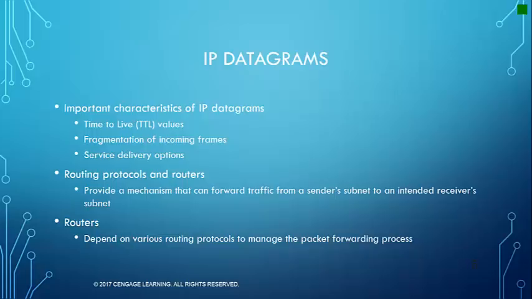Routing protocols and routers provide a mechanism that can forward traffic from the sender's subnet to the intended receiver subnet. Generally, routers depend on access to tables of information that describe known routes and default routers, so the traffic can be directed within an internetworked environment, or the packets forwarded to other networks. Routers depend on various routing protocols to manage the packet forwarding process.